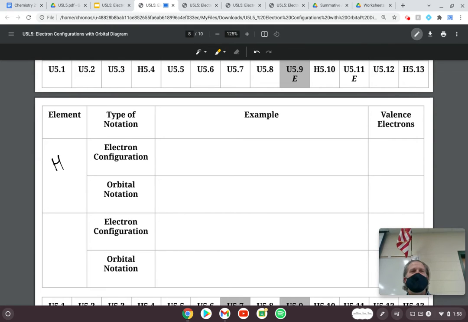hydrogen. And if you haven't done so already, you might want to get out your best chemistry friend, your periodic table. Remember, mine's name is Jethro. Oh, yeah.